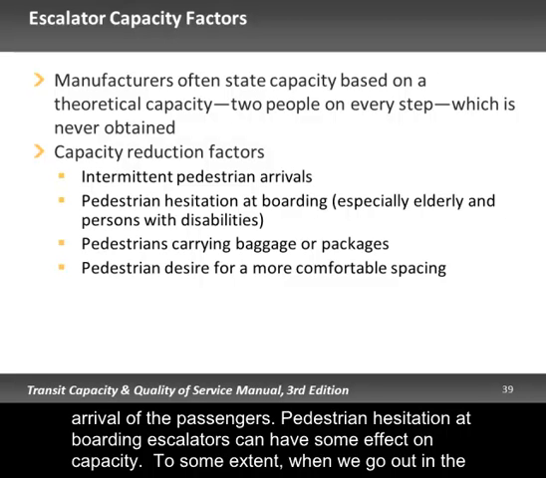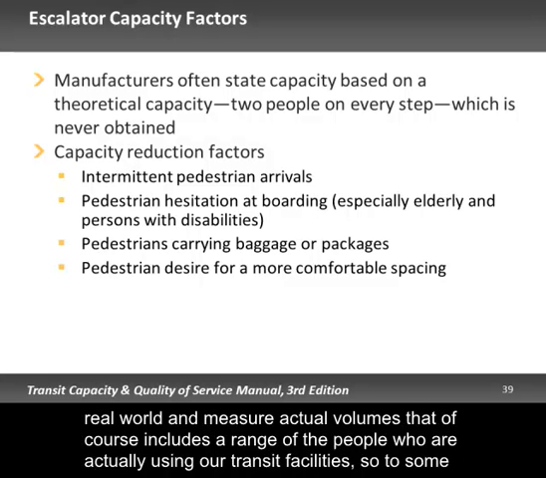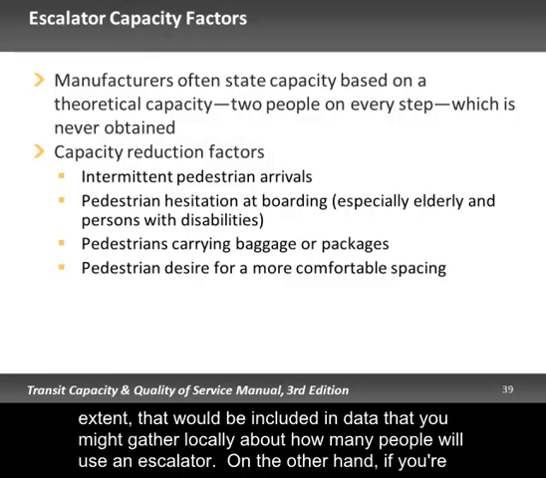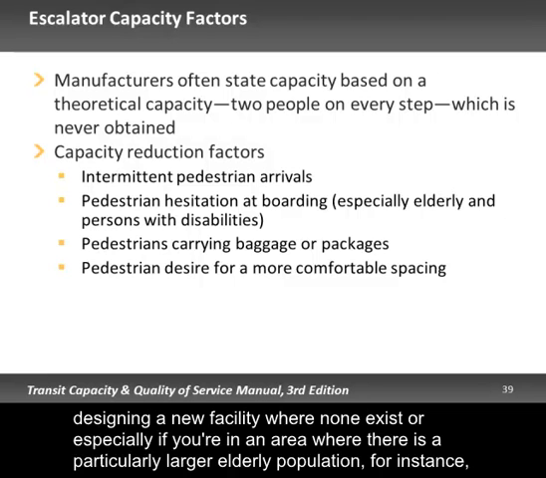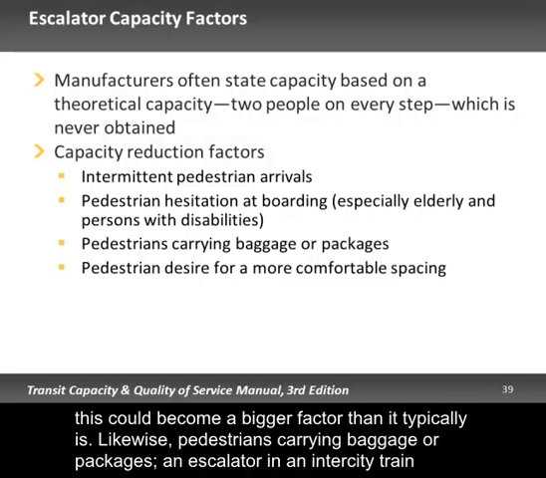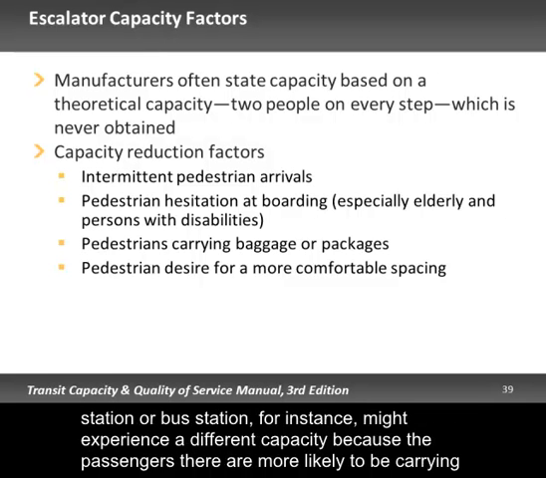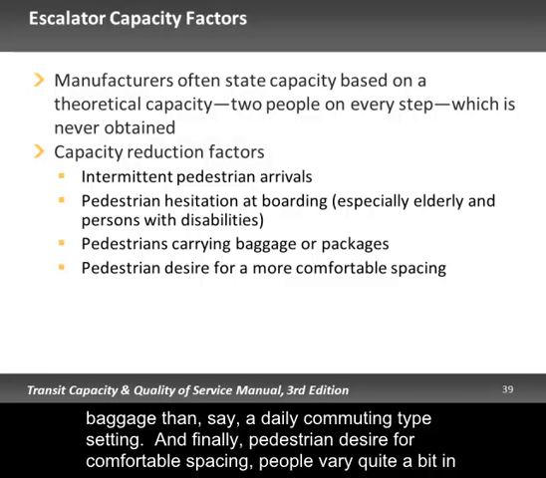Pedestrian hesitation at boarding escalators can have some effect on capacity. To some extent, when we go out in the real world and measure actual volumes, it of course includes a range of the people who are actually using our transit facilities. So to some extent, that would be included in data that you might gather locally about how many people will use an escalator. On the other hand, if you're designing a new facility where none exists, or especially if you're in an area where there is a particularly larger elderly population, for instance, this could become a bigger factor than it typically is. Likewise, pedestrians carrying baggage or packages, an escalator in an inner city train station or bus station, for instance, might experience a different capacity because the passengers there are more likely to be carrying baggage than, say, a daily commuting type setting.